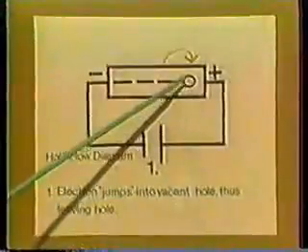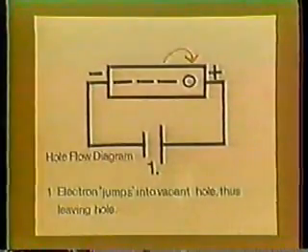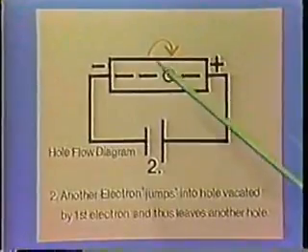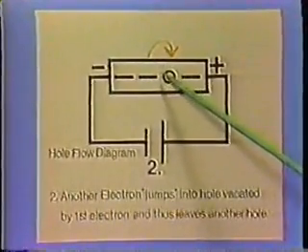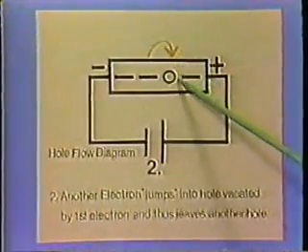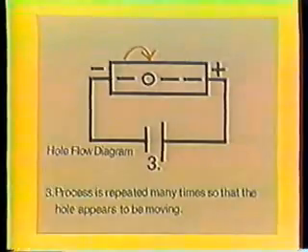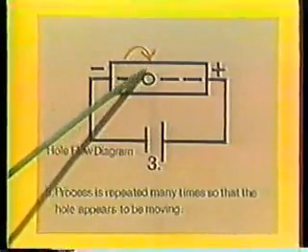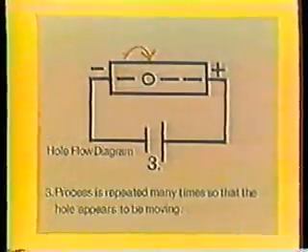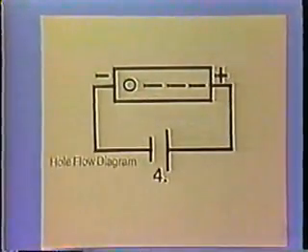An electron from another atom will jump into this space to complete the 8 electrons needed for a filled outer shell. But the electron that jumped into the vacant space left a vacant space or hole behind, which is filled by another electron jumping into that hole. This is repeated many times, and the holes appear to be moving through the material, hence hole flow.